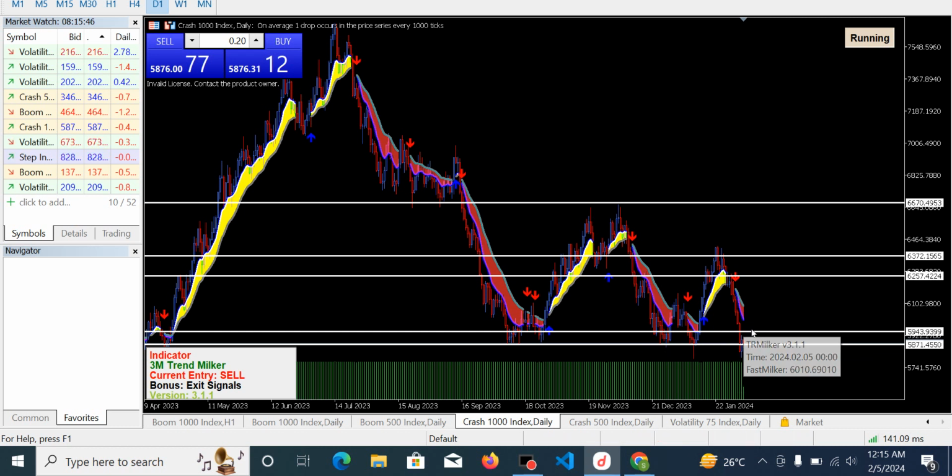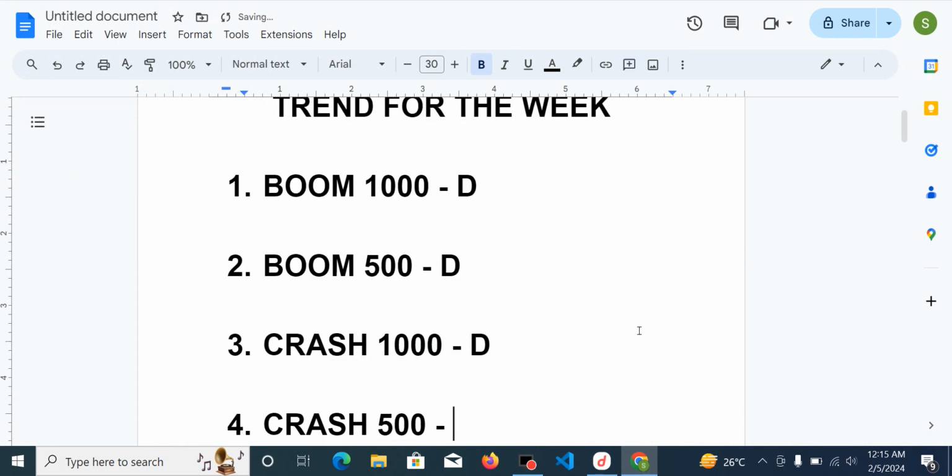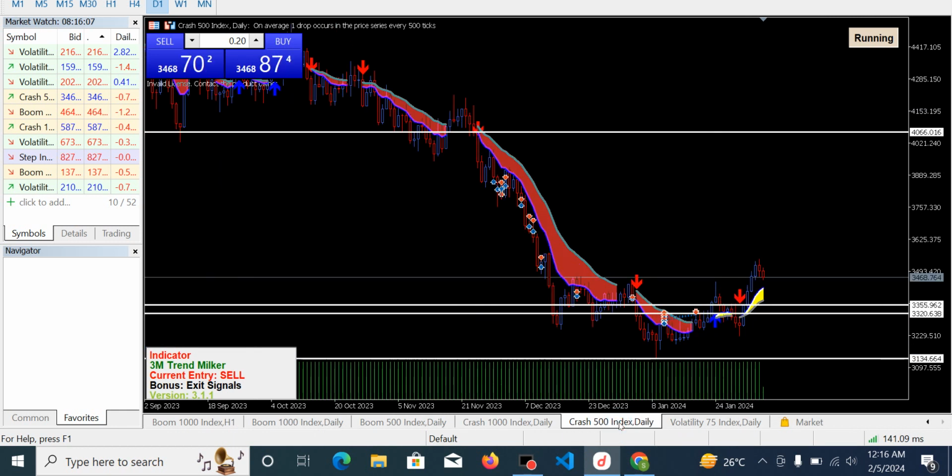So this is still more of a downtrend than an uptrend, except if it is unable to break out below the support zone, then it will go back into an uptrend. Okay, so the next asset is going to be Crash 500. Let's check it out right away.